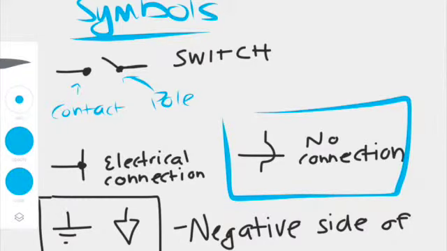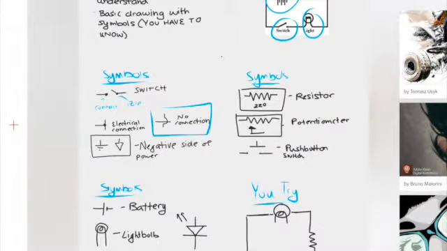Underneath that we have these two symbols. I forgot to mention, but I might as well say it right now, some symbols can be interchanged with others. There are many symbols for a specific term, so switch has quite a few, and so does the negative side of power. As you can see here, we have two symbols, and these both represent the negative side of the power of the circuit.